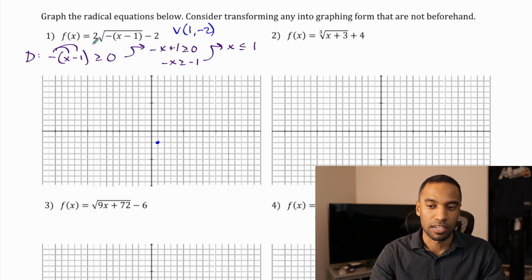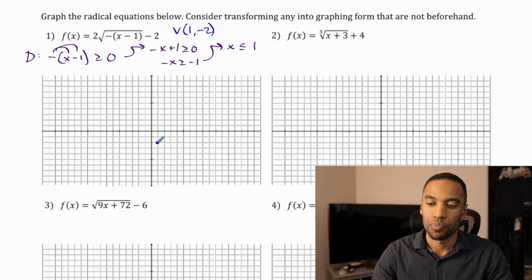Not only that, but then I've got to double that value because that's what a vertical stretch factor is going to do. So normally when I would go over 1, I would go up the square root of 1, and the square root of 1 is 1. But I'm going to double that height now. So when I go over 1, I'm going to go up 2.